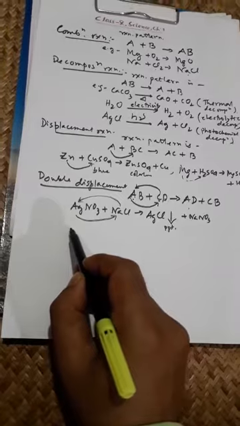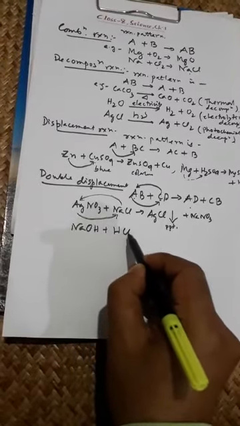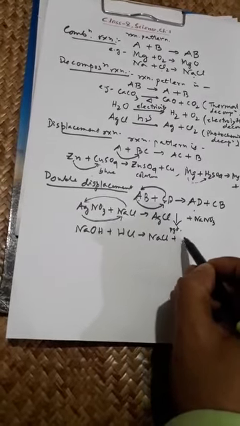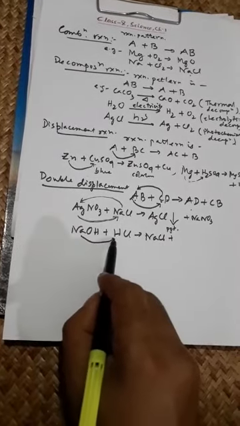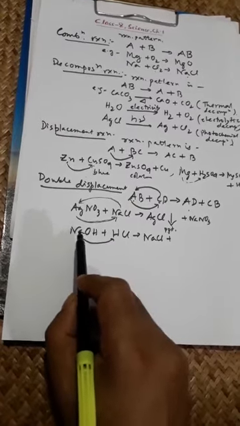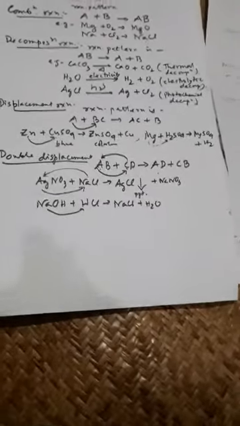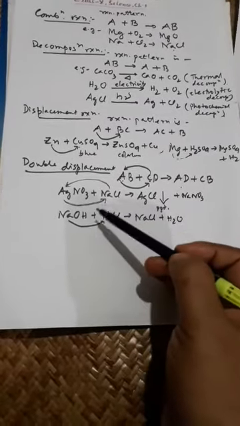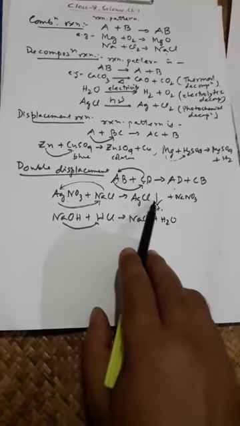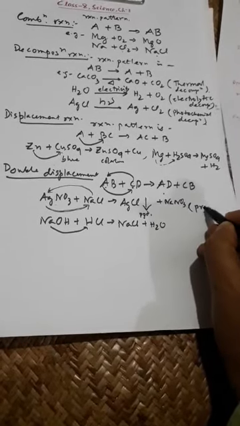Again another reaction, sodium hydroxide plus HCl gives sodium chloride plus, just see, sodium goes there, H will come over here. So NaCl, and HOH means nothing but water, H2O. So this double displacement reaction is also categorized in two categories. Here we can see in the first reaction a precipitate is formed, so it is also known as precipitation reaction.